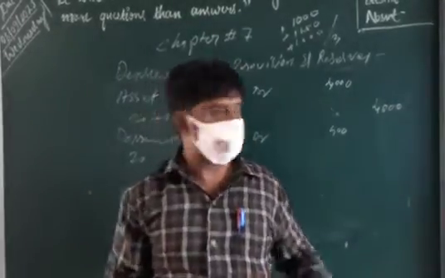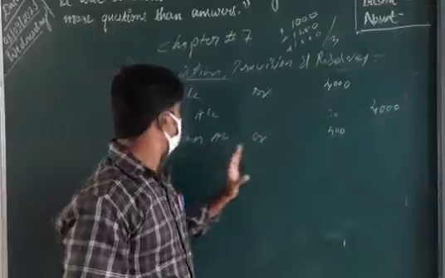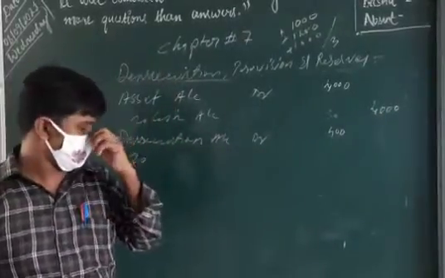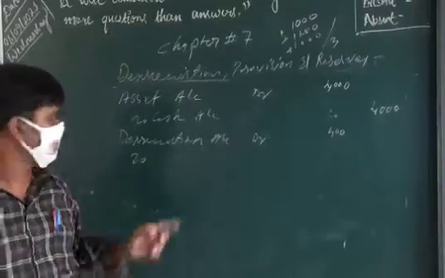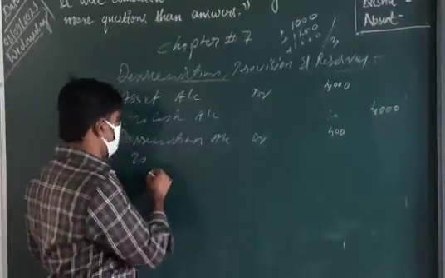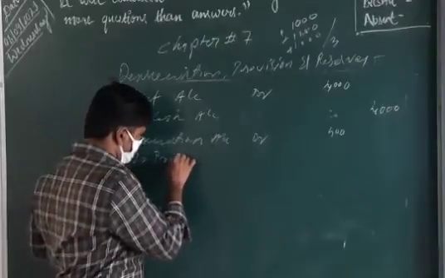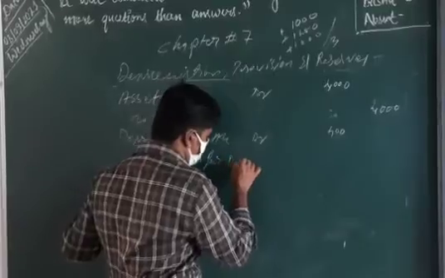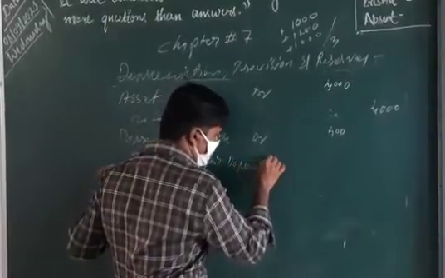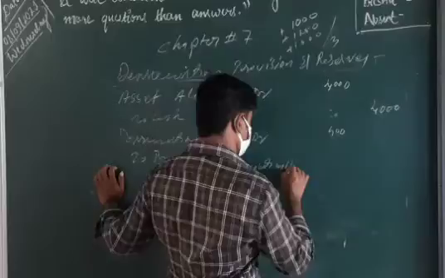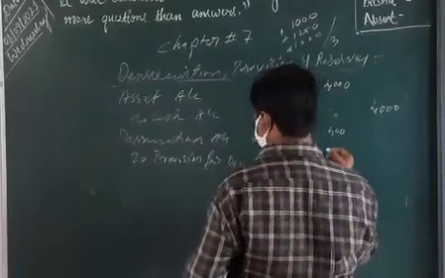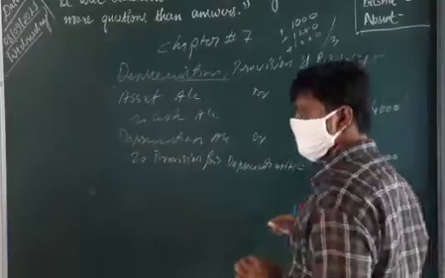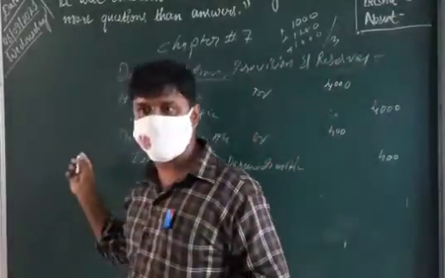Clear now? So here you know that depreciation has already taken place, but we are not reducing this from the asset directly. Instead of that, we create a provision here. So we write provision for depreciation account. How much is that? This 400 we write here. You got clear? Did you understand that?